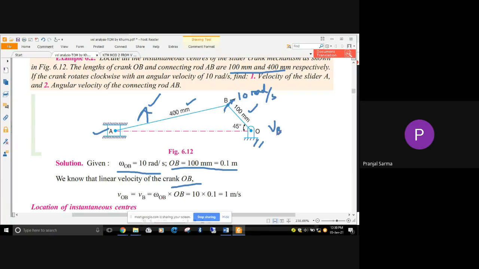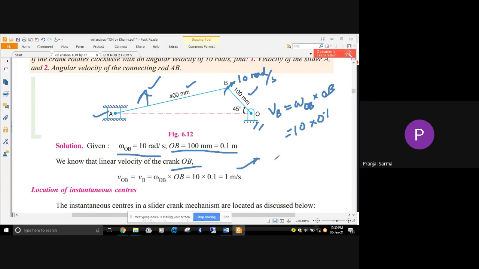That is V equal to R omega, which we already know. So omega of OB into the link length OB. Omega is given as 10, link length is 0.1 meter. So the answer is VB equal to 1 meter per second. That is done.